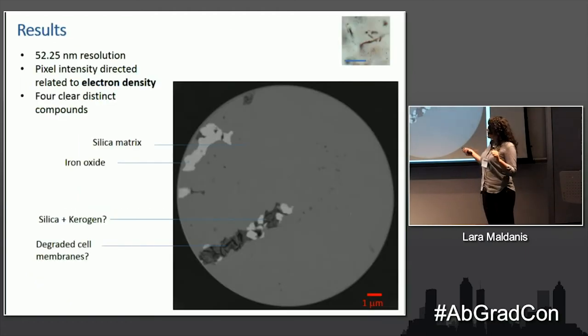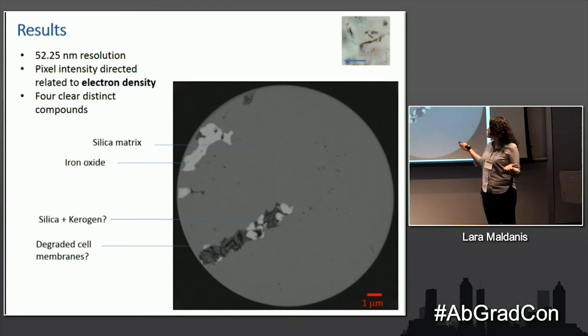So first thing that is very good, we achieved a 52 nanometer resolution, which is great, much higher than we could get with any other X-ray imaging so far. We also have now the pixel intensity that is related to electron density, because it's the electron density of the compounds that gives the phase changes. So we can extract the electron density, which gives us the density. So we have also information about what are these materials inside the fossils.